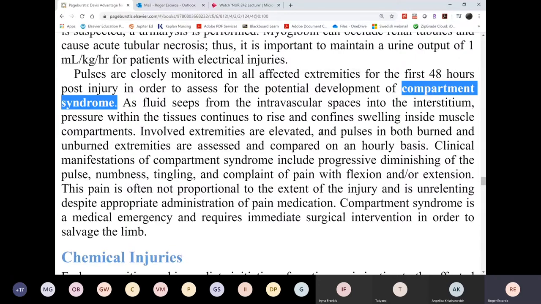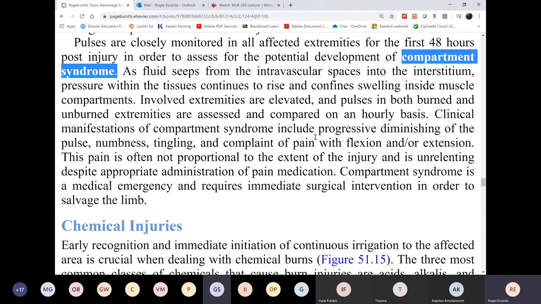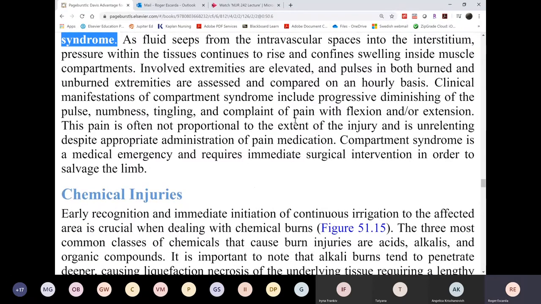And then now you have the 6 P's coming up, starting with the pallor. There will be extreme pain, which is unrelieved by opioids. Then you have pressure, paralysis, paresthesia, and pulselessness. So watch out for compartment syndrome. And of course, you know, compartment syndrome is a surgical emergency.